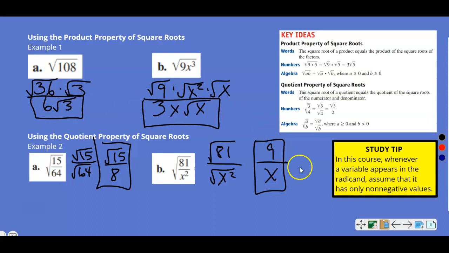All right, we've got a study tip here. It says, in this course, whenever a variable appears in the radicand, assume that it is only non-negative values. So basically, if it's under the radical sign, just assume it's non-negative. Assume it's always positive, or there are a few extra rules that you have to apply, but you'll learn those in classes beyond here.